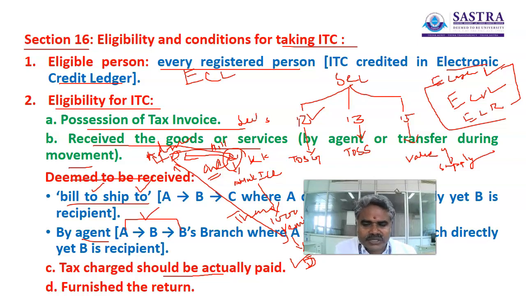The next one, furnish the return. You have to file the return promptly. Return should be furnished. Without filing a return, you can't claim ITC. Without furnishing return, you can't claim ITC. So if you want to claim ITC, all the points are very, very important, my dear student. It is the eligibility for claiming ITC.